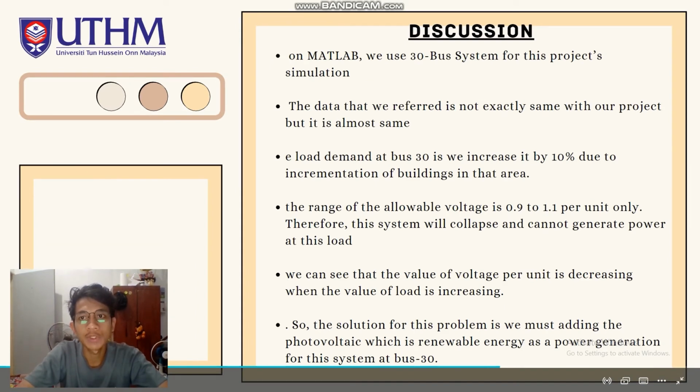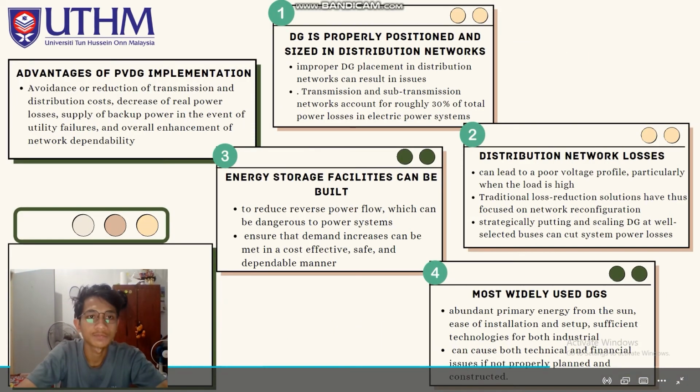Next, on MATLAB, we use the T-bus system for this project simulation. The data that we referred to is not exactly the same as our project, but it is almost the same. The load demand at bus 30 we increase by 10% due to the increase of buildings in that area. The range of the allowable voltage is 0.9 to 1.1 per unit only. Therefore, the system will collapse and cannot generate power at this load. Next, we can see that the voltage per unit decreases when the load increases. So the solution for this problem is to add photovoltaic, which is renewable energy, as a power generation for this system at bus 30.